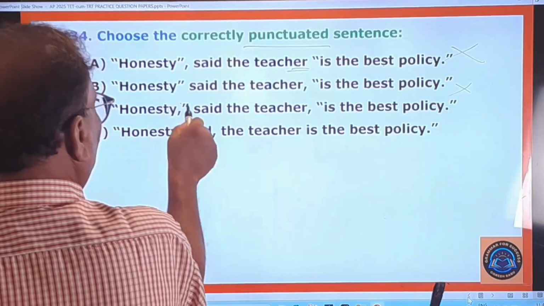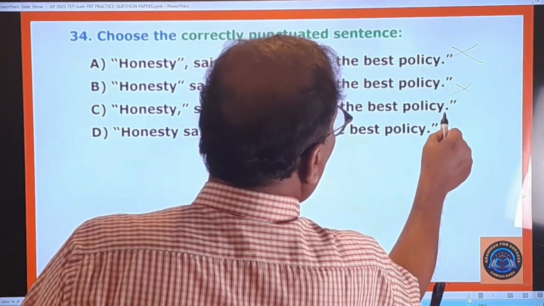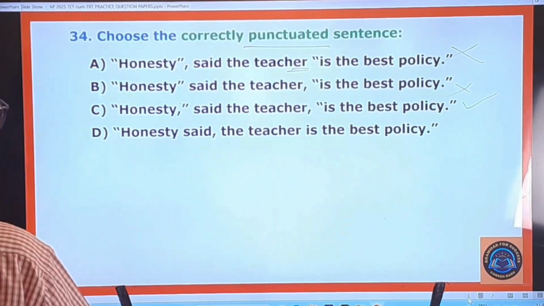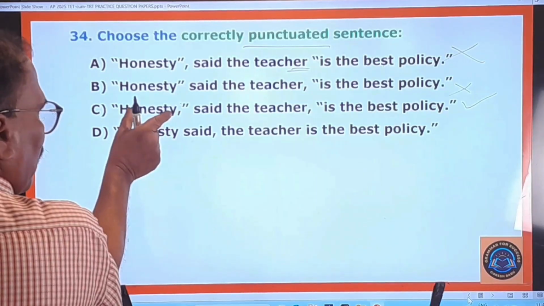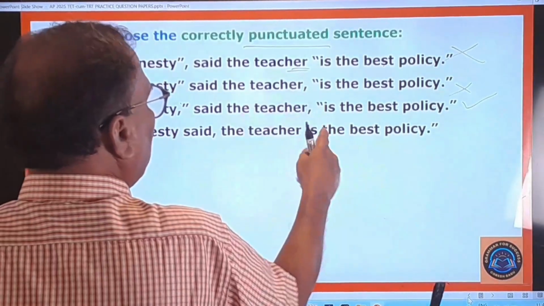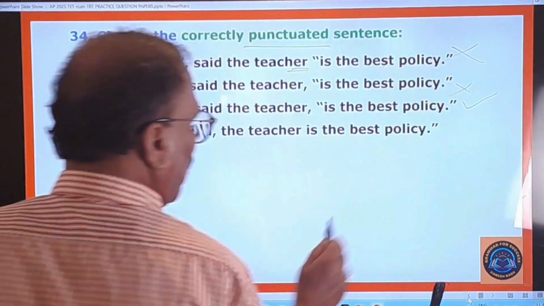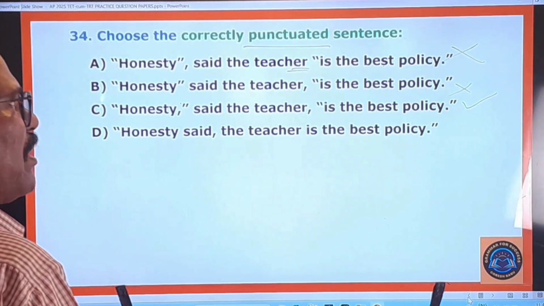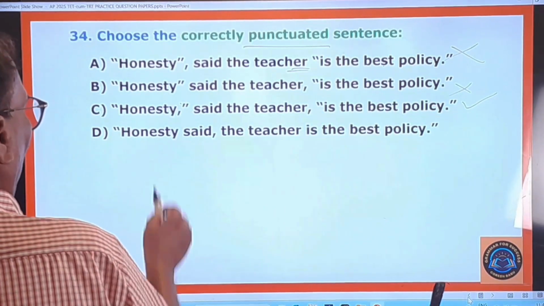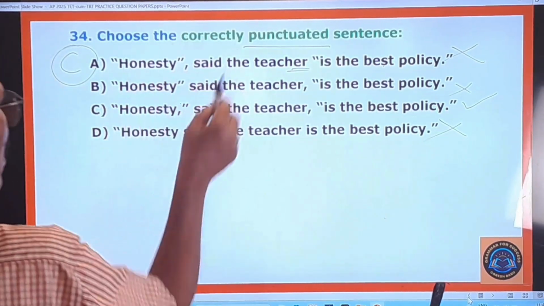Because this word is being separated from the remaining sentence, therefore you have to use a comma. "Honesty," comma, quotation marks closed. Said the teacher, comma, quotation marks begin, "is the best policy," full stop, quotation marks closed. This is correctly punctuated. The remaining sentence is put in inverted commas, full stop, then quotation marks close. That is there. And therefore the third one, C, is the right one. "Honesty said the teacher is the best policy," no. C is the sentence which is correctly punctuated.